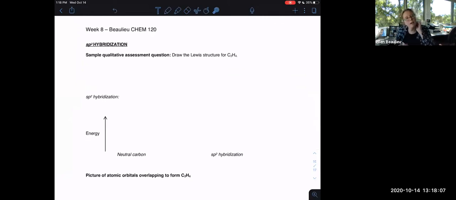Okay, let's talk about sp2 hybridization, since Kate brought it up a minute ago. The Lewis structure for ethene, C2H4.